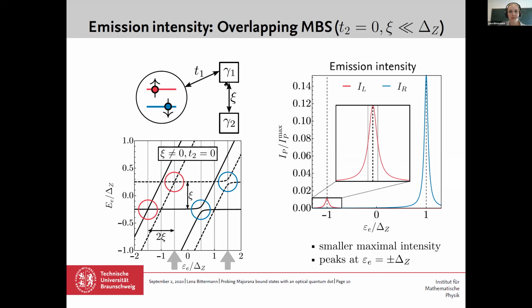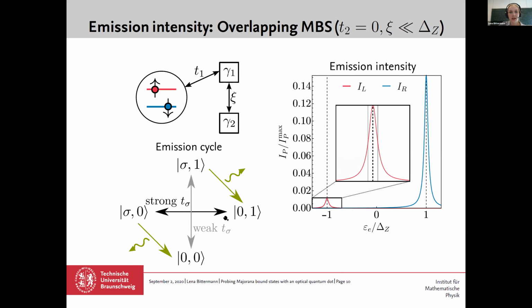Now we introduce a finite splitting between the Majoranas, and this was the spectrum for this case, where we now have 4 anti-crossings. And what we can see in the intensity is that we still have peaks centered around plus and minus delta Z, but now the emission intensity is much smaller, and also for left photons, it's smaller than for right photons. If we now look exactly at this anti-crossing of odd states, we can find an emission cycle like this. If we start here in an even state, we recombine once, then the tunneling is very strong to the other odd state, and we can emit another photon and are now in an even state.